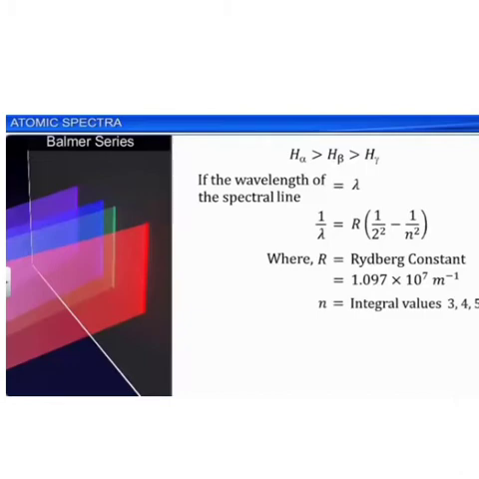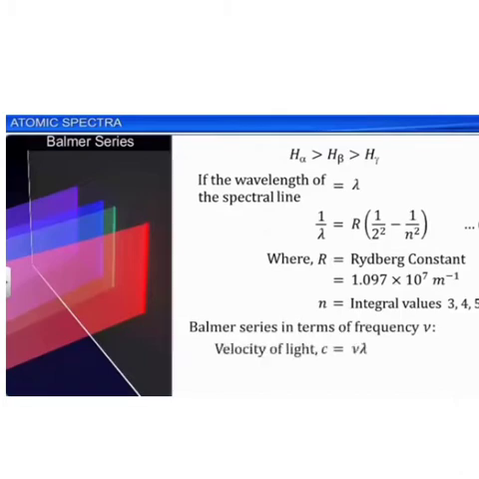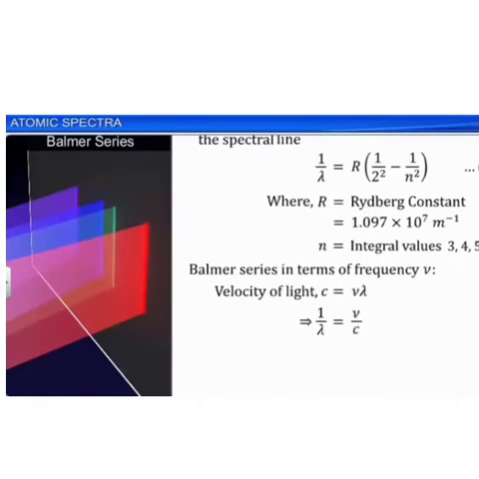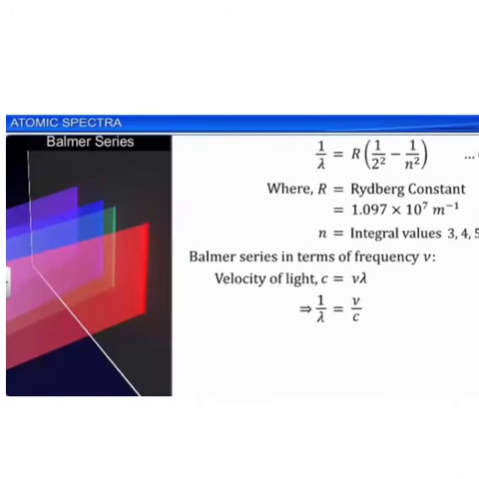Balmer series can also be written in terms of frequency, nu. We know that velocity of light c is equal to nu lambda. That implies 1/lambda = nu/c. Substituting this value of 1/lambda in equation 1, we get nu = Rc (1/2² − 1/n²).